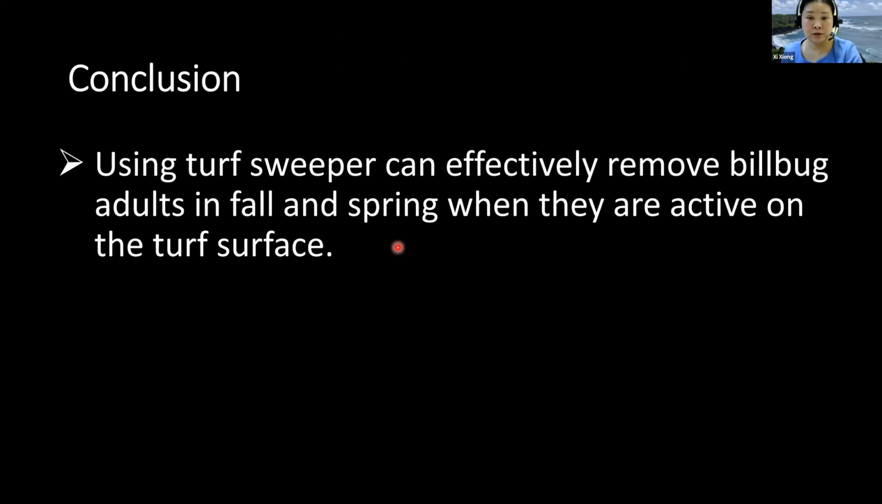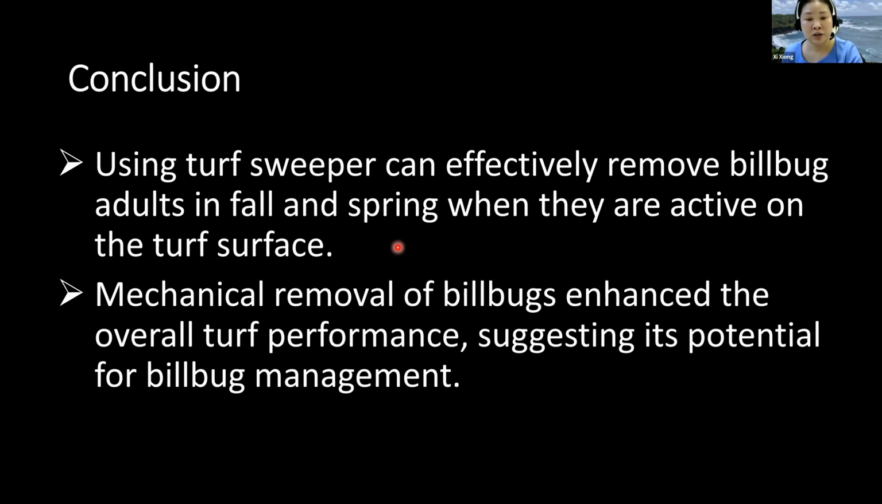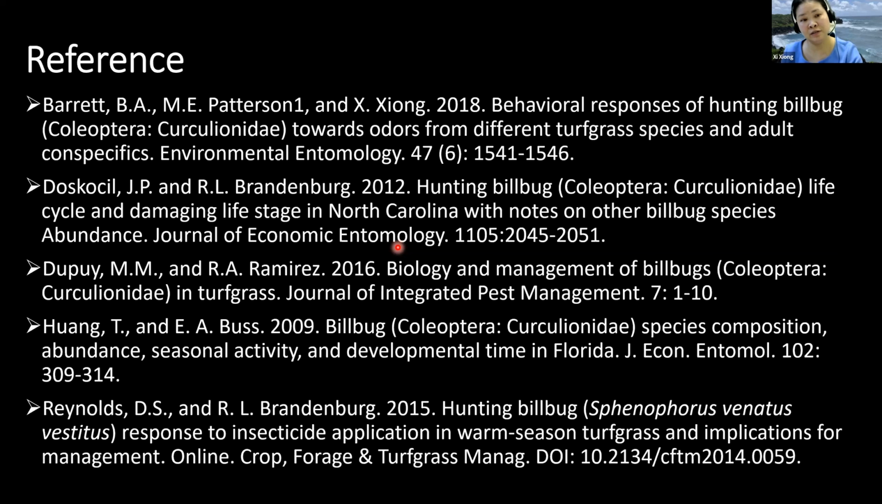So the first conclusion is we did find that sweeping is an effective way to remove Billbugs from the system when we did it when the adults are most active. And this would ultimately reduce our reliance on conventional insecticide, and it would be most beneficial to the environment in the long run. And this is a list of references.